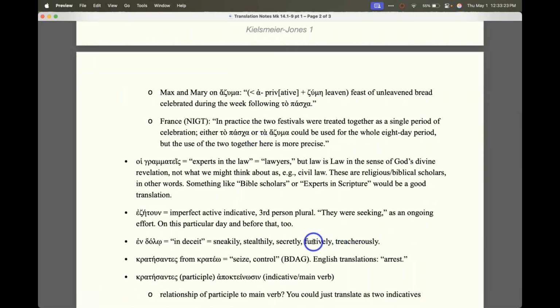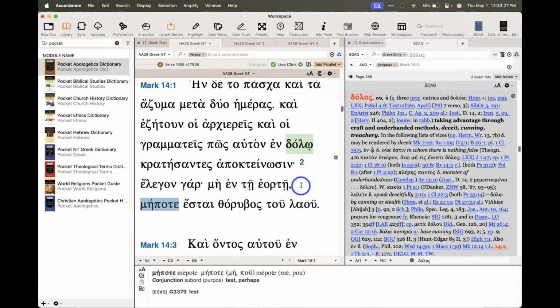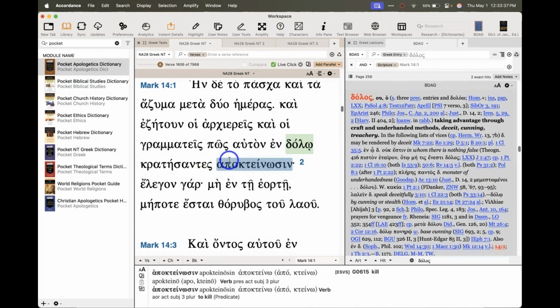So I think if that can come out, treacherously is a good word. Furtively, secretly, stealthily. You might even compare translations and see what you have there. But that is the spirit in which, or the method in which, they are seeking to detain him, to kill him.